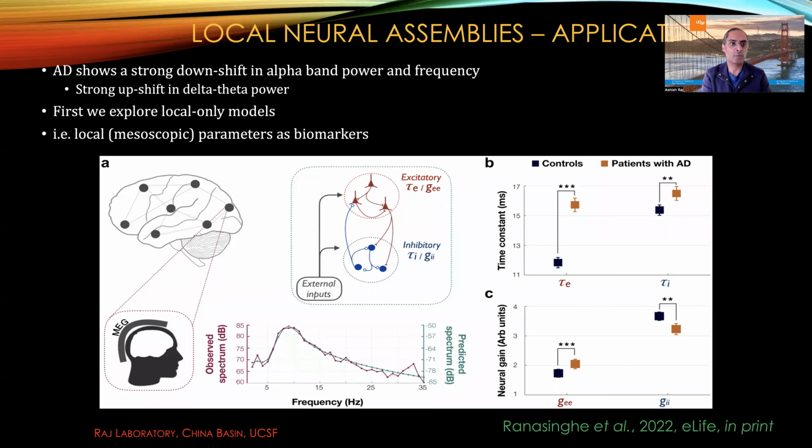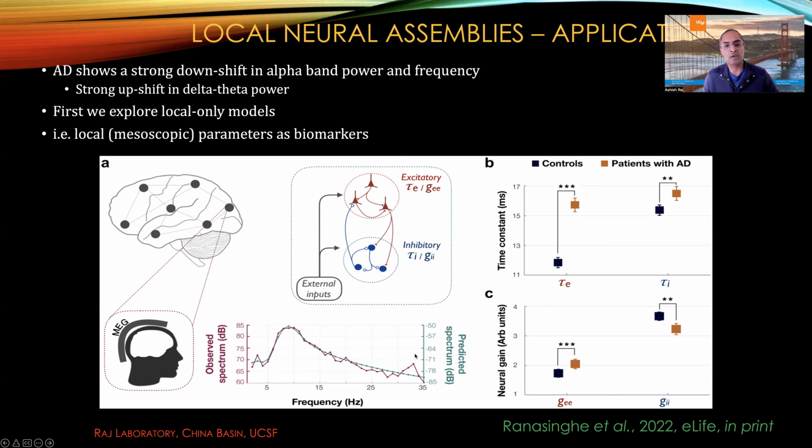So the first thing we wanted to do was to see if in Alzheimer's disease, we see the kind of shift in frequency that is captured by changes in the local circuitry. I want to point out here that in Alzheimer's disease, there's a very strong downshift in alpha frequency band power as well as its frequency, and a very strong upshift in delta theta power. So to explore this, we first used the local only model with no connectivity. So these are just linearized neural mass models.